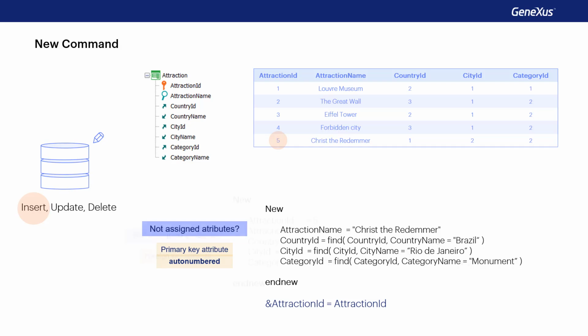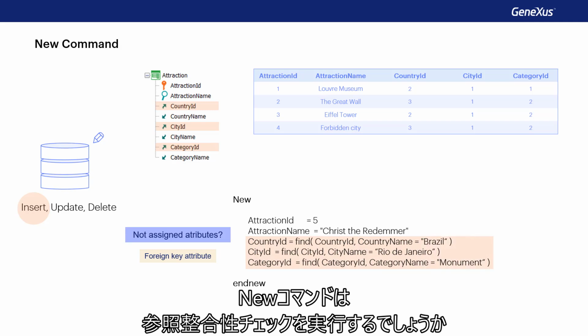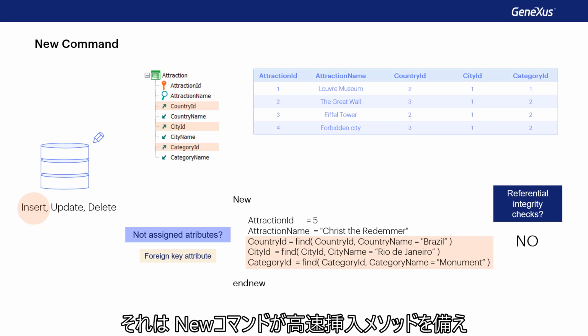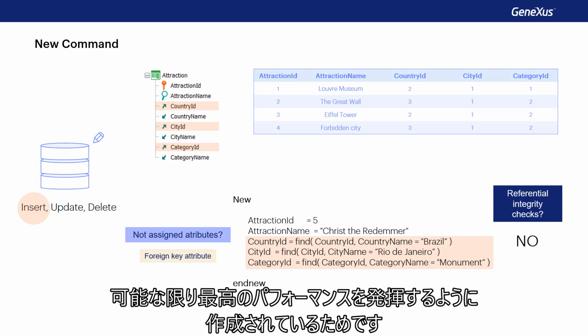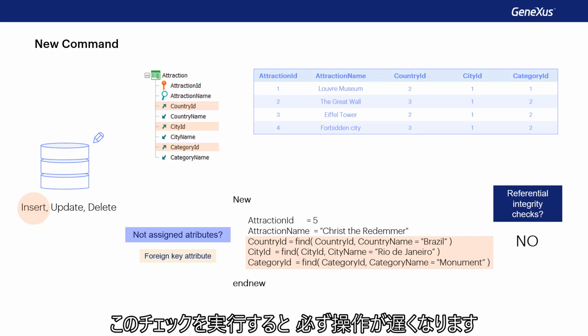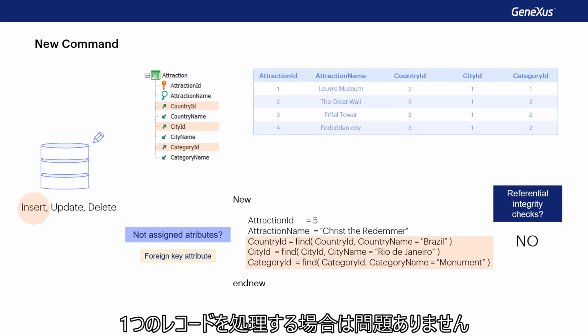What about attributes that are foreign keys, such as country ID, city ID, category ID? Does the new command perform referential integrity checks? The answer is no. This is because the command update was created to have a fast update method with the best possible performance. Performing these checks always slows down the operation. When dealing with a single record, this doesn't matter.